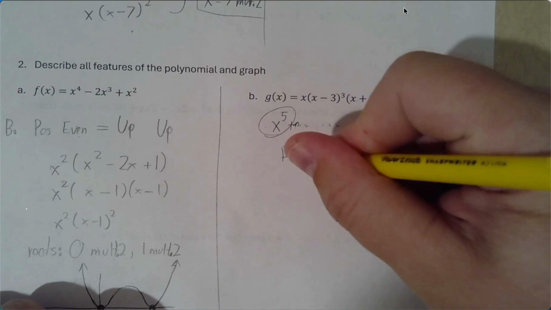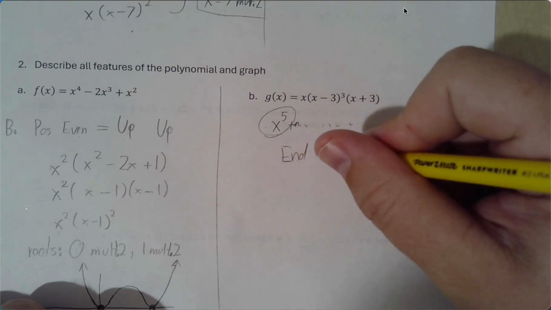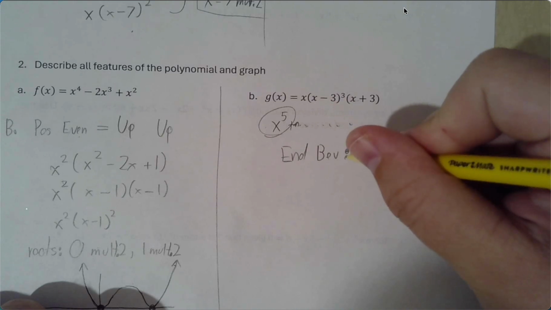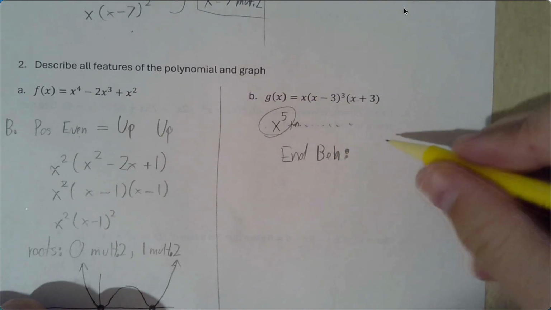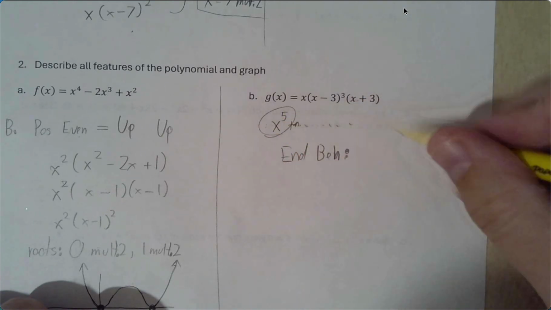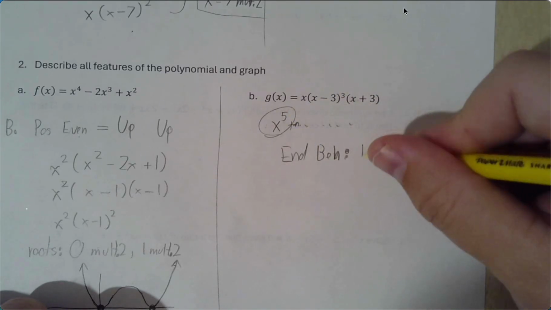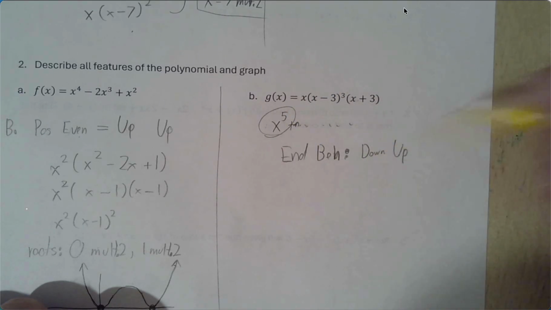So I know what my end behavior is. I'm not going to write positive odd. I'm just going to write what that's going to do for me in behavior. My end behavior, because it's positive, will end by going up and to the right. Because it's odd, it will go down to the left.